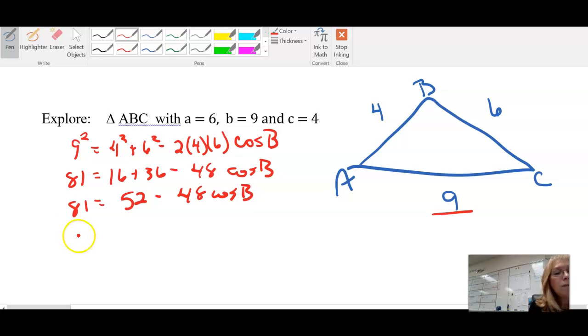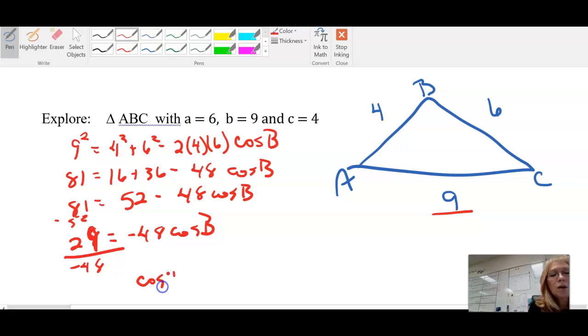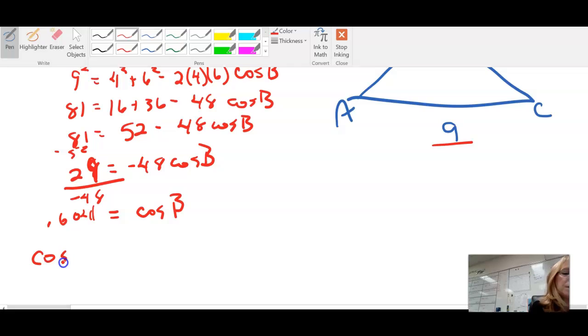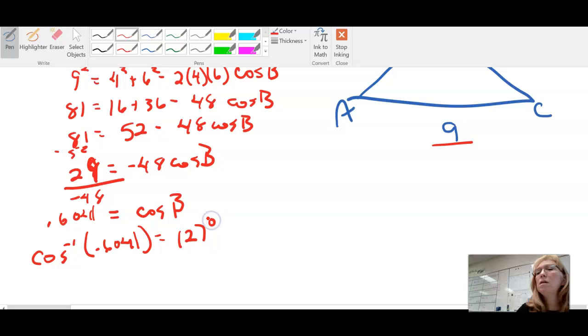Now we're going to put these together just so you can see it. Subtract your 52. So this is 29 equals negative 48 cosine B. Divide by a negative 48. So your cosine B is equal to 0.6041. Now remember to find your angle, that's inverse cosine of the 0.6041. Do not clear your calculator there. And you should have gotten approximately 127 degrees.